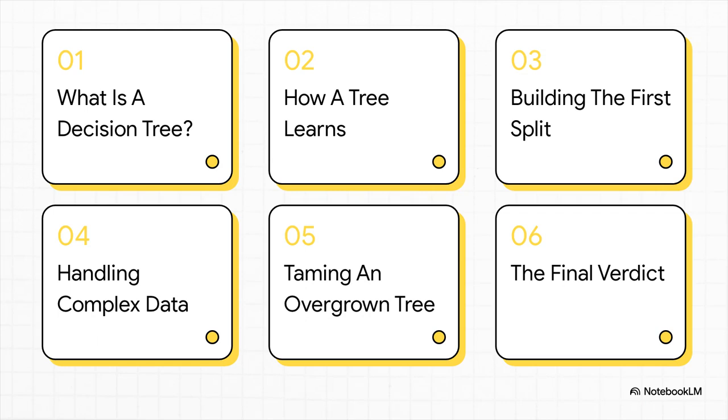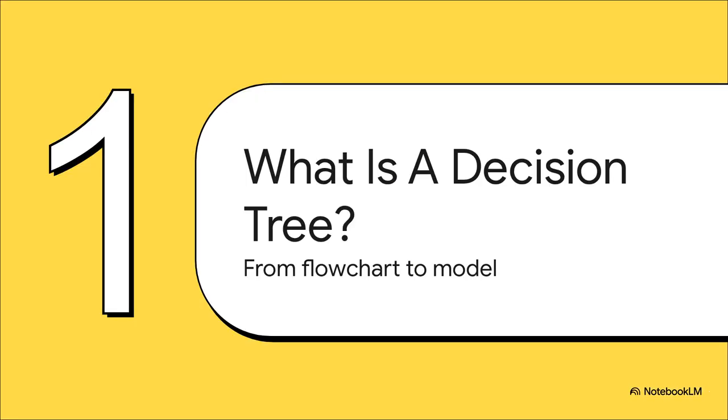Here's what we've got on tap. We're going to start with the absolute basics of what a decision tree is. Then, we'll get into the nitty-gritty of how it actually learns from data. We'll build one step by step, see how it handles tricky data, learn how to keep it under control, and finally, we'll give you the final verdict on when and where you should use one. All right, let's get right into it.